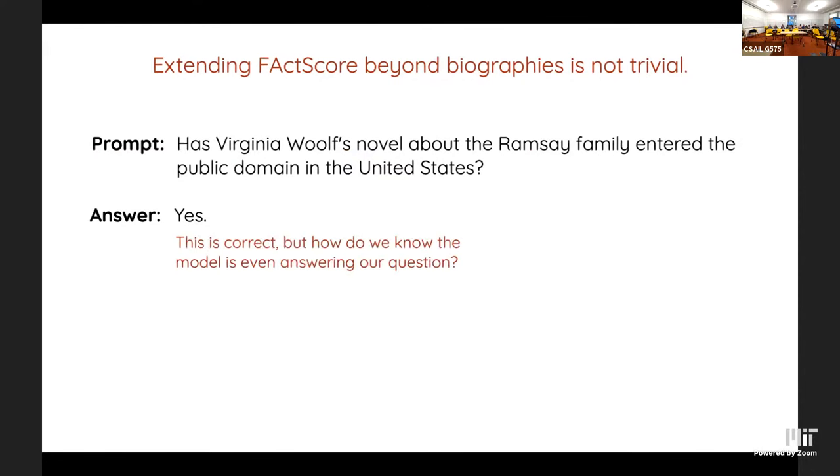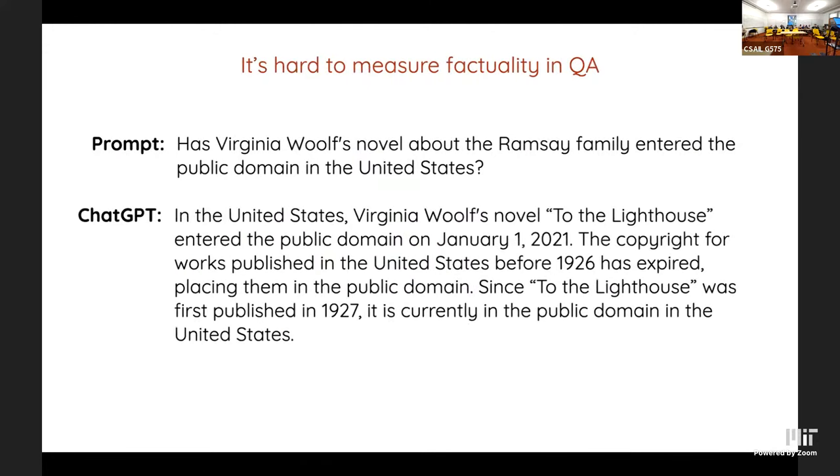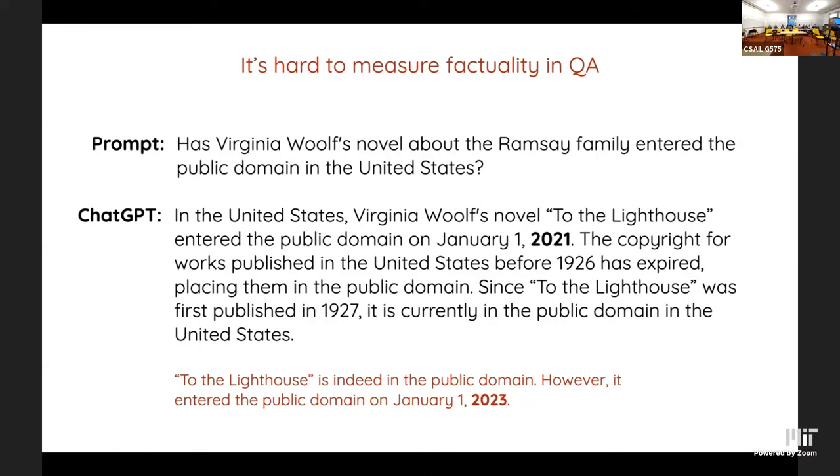So this again goes to this recall problem, where this is correct, but the model has provided us no information to allow us to at least validate that it's actually answering the question and not going, oh, there's a 50-50 chance I can say yes or no. If you put this into ChatGPT, it does not give you a yes or no. It instead gives you a paragraph that justifies why it arrived at the final answer, which is that it is currently in the public domain. This is great. It correctly identified the novel in question, and it correctly identified that it's in the public domain. But it makes an error, that the novel entered the public domain in 2021 when it actually entered the public domain in 2023.